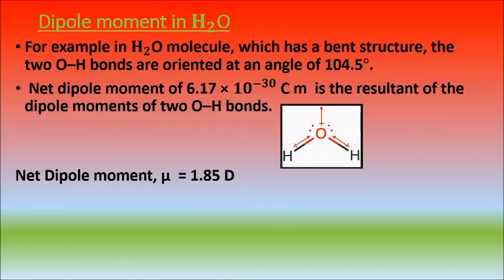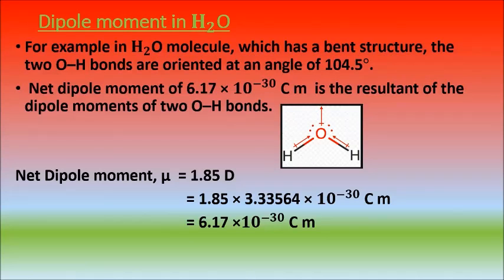And if this D should be converted into coulomb meter, what we have to do? 1.85 into 3.33564 into 10 raised to minus 30 coulomb meter. When you do the calculation, we are getting the answer in coulomb meter as 6.17 into 10 raised to minus 30 coulomb meter. So this is the dipole moment of water.